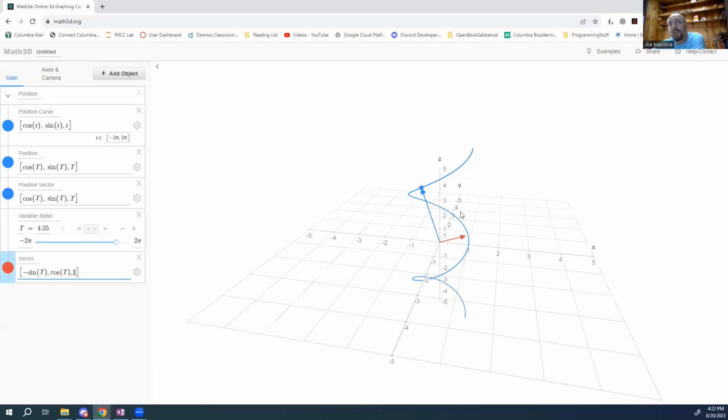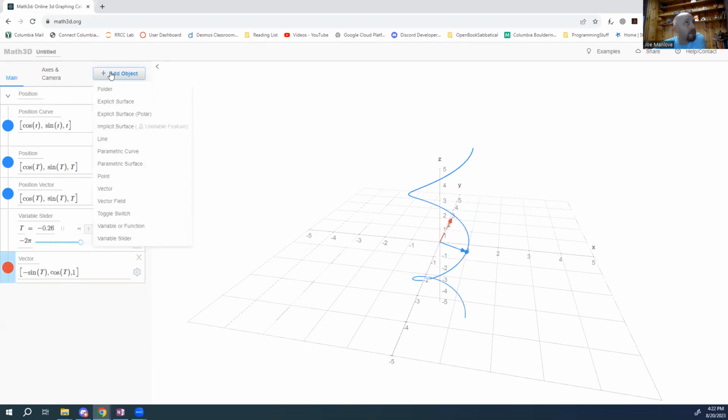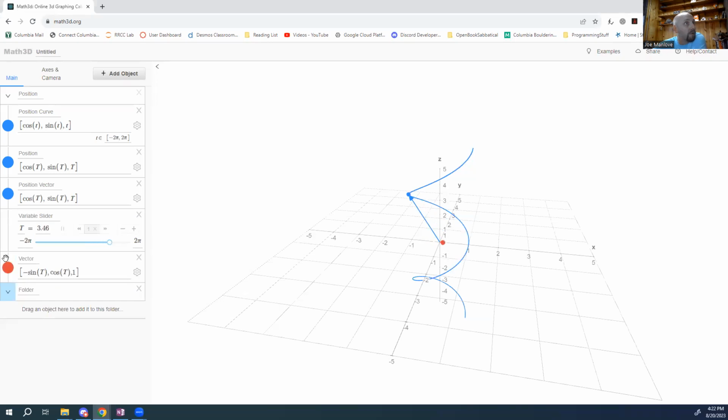See that it's always pointed up 1 unit though. So I want to put that red vector out on this blue point so it actually looks a little better. So what I'm going to do here, and I should add another folder. So I'm going to add a folder here.